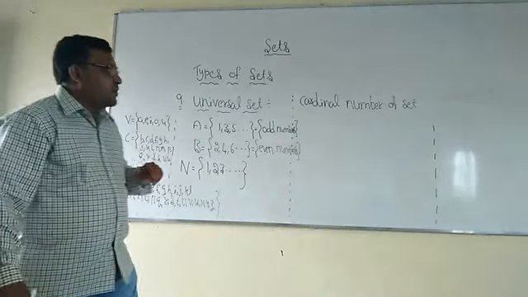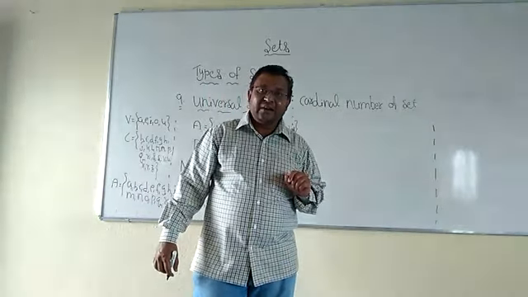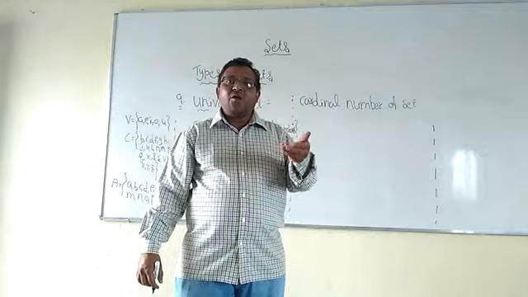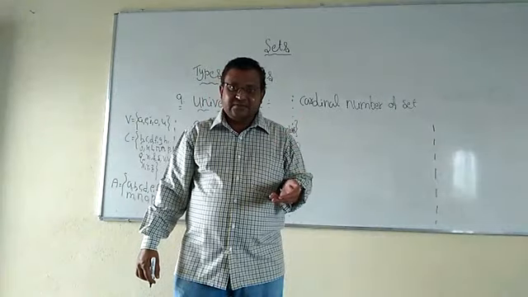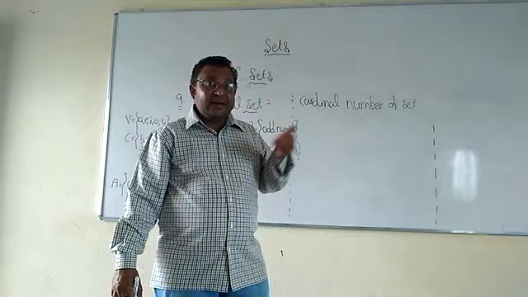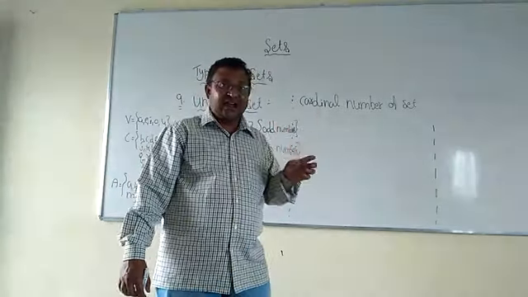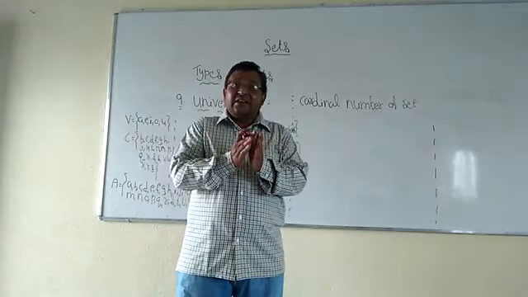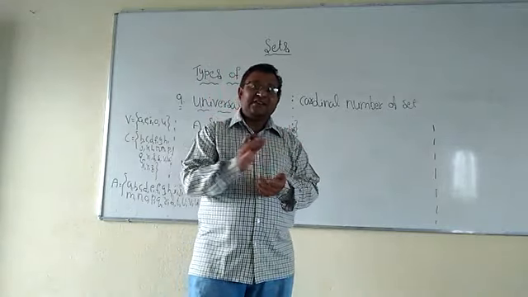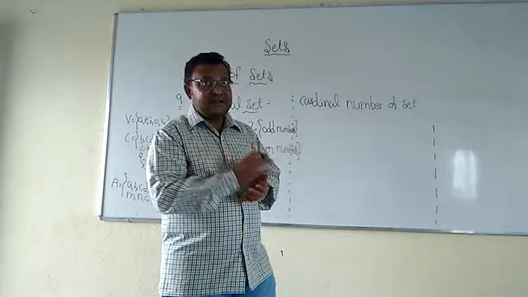The next one is the cardinal number of a set. Cardinal number means how many numbers in a set. Number of elements in a set. How many elements in a set? And moreover, the number of distinct elements in a set is called the cardinal number.